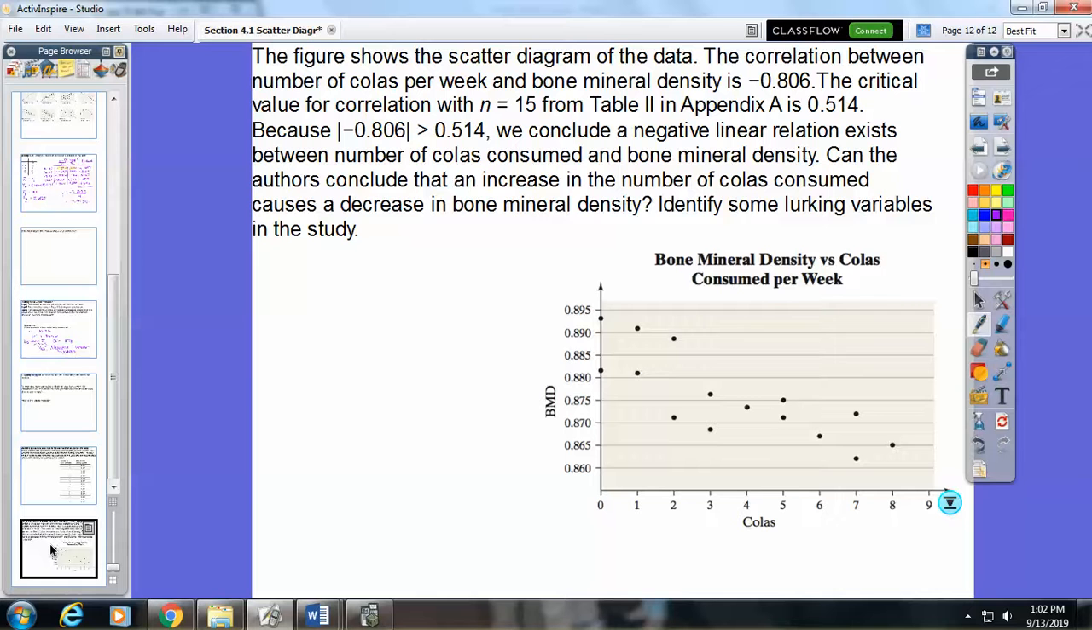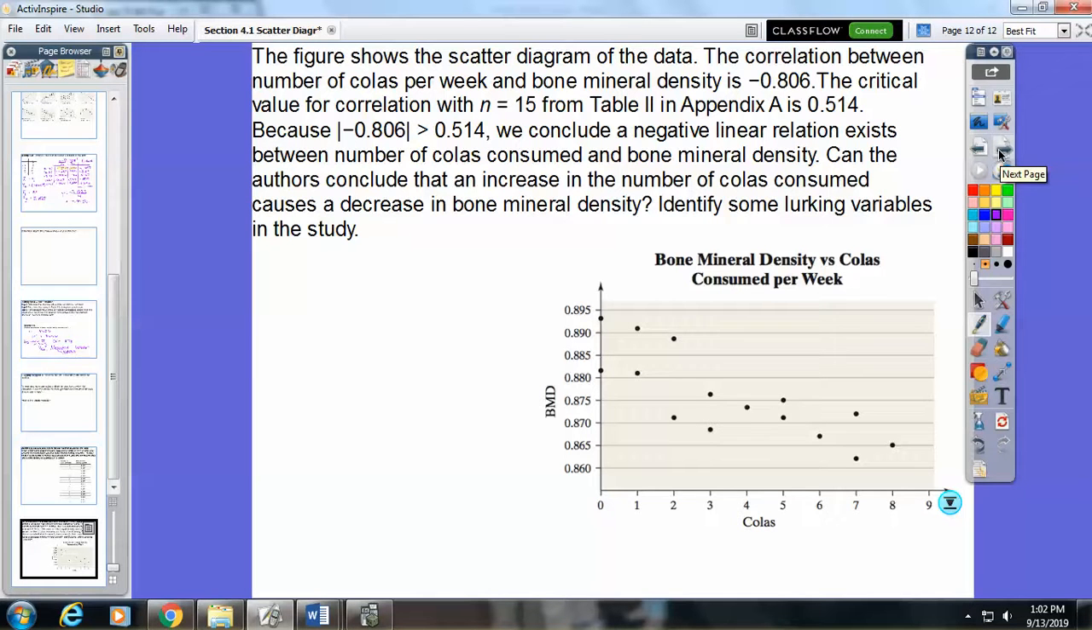Maybe they only drank soda and didn't eat anything else. Okay, so maybe it's their overall diet. Maybe it's not necessarily the fact that they were drinking soda, but it was the fact that they weren't also drinking milk along with it. Or maybe it was the overall health of the people in the study. Just because there is a relationship doesn't mean one causes the other. Correlation does not mean causation. Okay. Any questions for me?